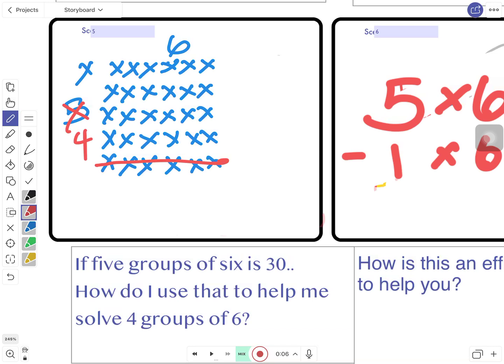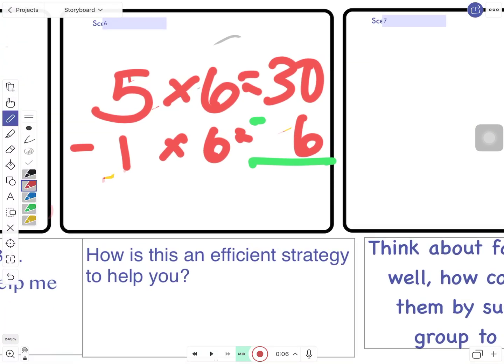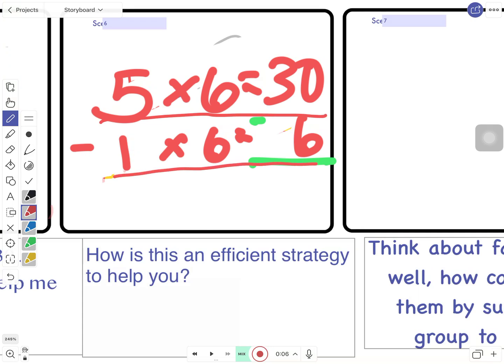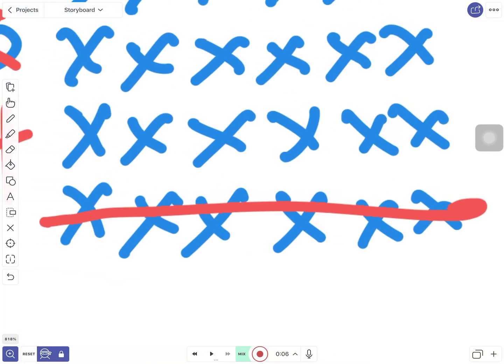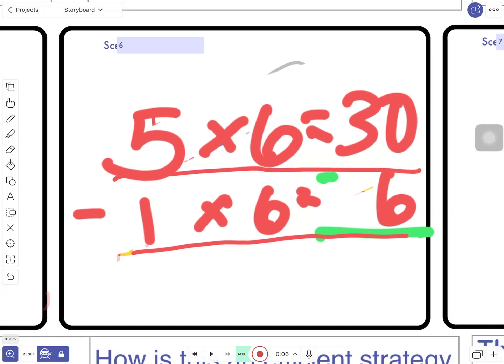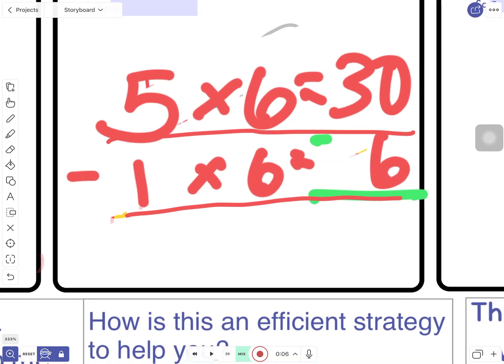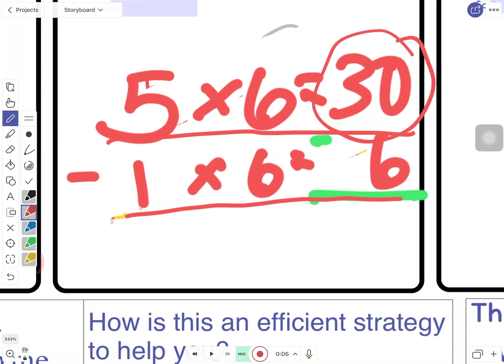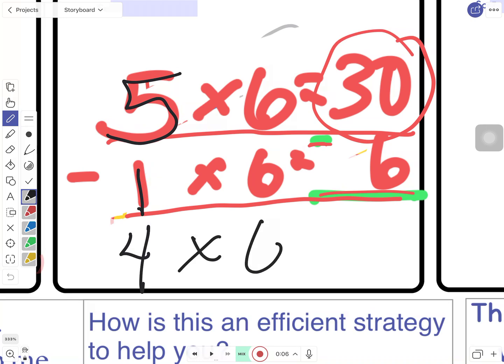How does that help you solve it more efficiently? So you don't have to count them all up. Well, if you know that 5 groups of 6 is 30, all you do is subtract 1 group of 6. Like we just did. We subtracted 1 group of 6. And that's what it looks like in number sentence form. So in my head, I know that 5 times 6 is 30. So 30 minus 6 must be 4 groups of 6 because we know 5 groups of 6 minus 1 group of 6 equals how many groups? Say it with me, 4 groups of 6. And 30 minus 6 is 24.